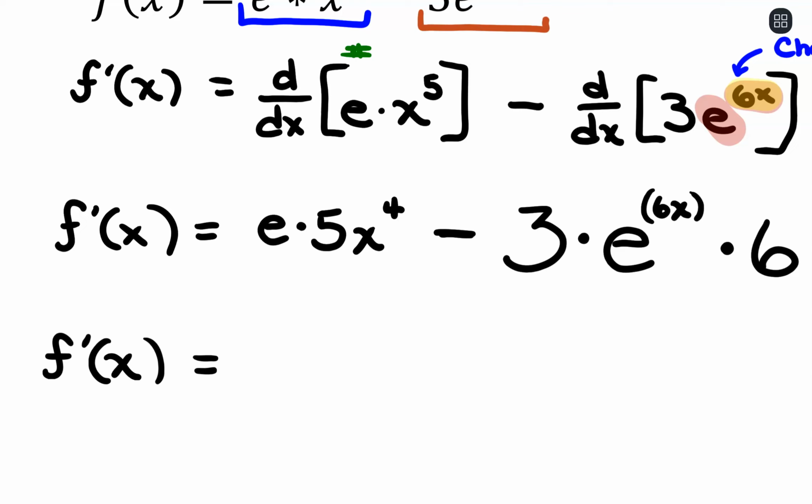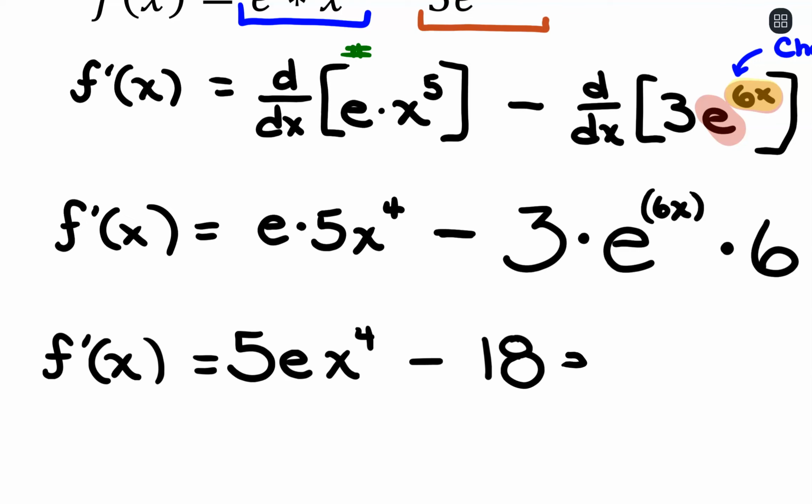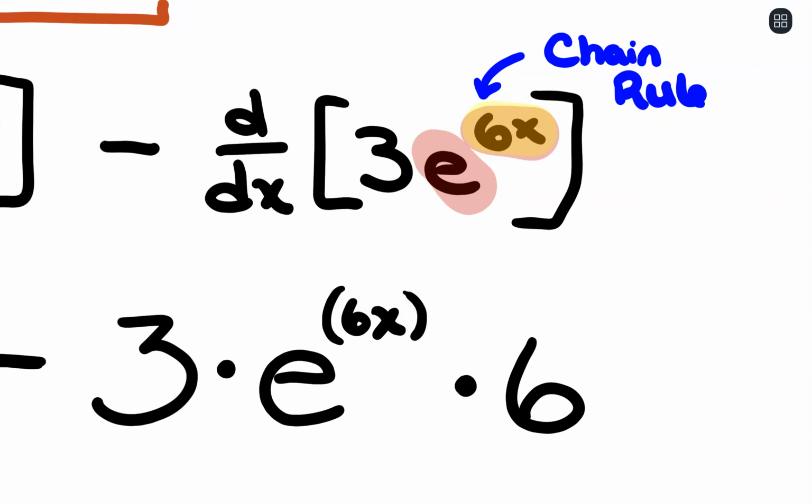So, simplifying this down. Our first term, we have 5 times e. It's just nice to have the number first, so 5e times x to the 4th minus 6 times 3 is 18, and then we have e to the 6x power. So, with these exponential forms, this is going to be kind of the theme for the chain rule: the base and exponent will be the outside function, so you'll just be taking the derivative of that, keeping that exponent pretty much the same, but then you always need to multiply on the derivative of that exponent.